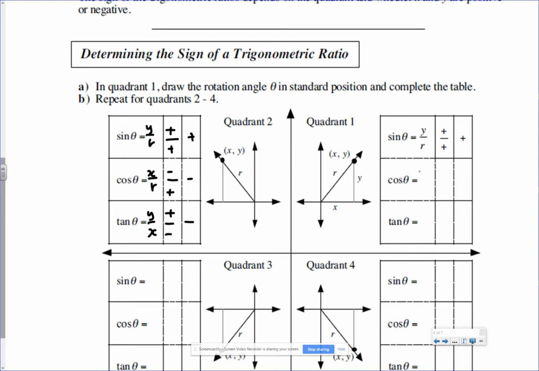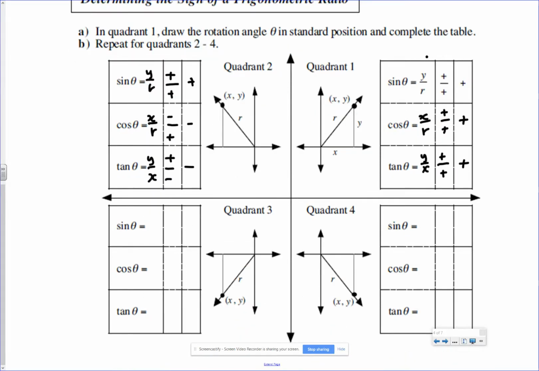And then for quadrant 1, we'll finish that off. So in quadrant 1, every value is positive. So I'd have positive over positive, which is positive, and positive over positive, which is positive. And then I get into quadrant 3, which is still the same, but in this case, x and y are both negative. So this would be negative over positive, which is negative. This would be negative over positive, which is negative. This would be negative over a negative, which is positive.